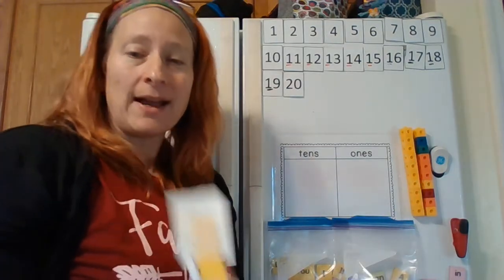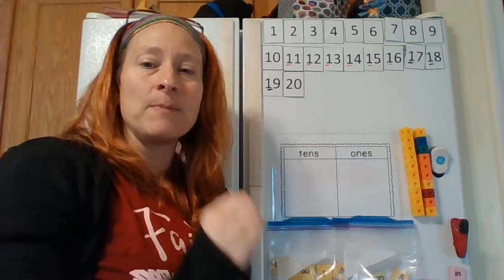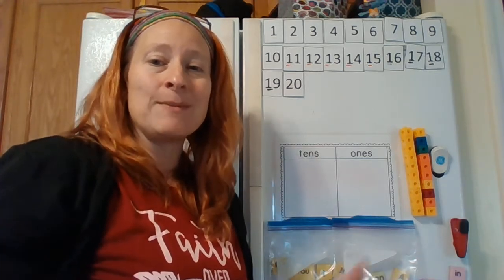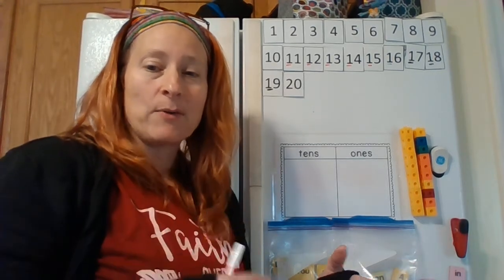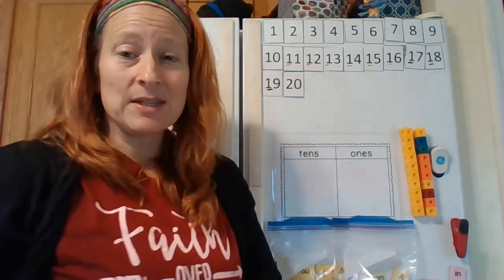So one of our activities that you're going to do is a slide. You're going to go and fill in the missing teen number. So what we just did, you'll fill in the missing teen number. So think about what number's missing, just like when we did with the single digit numbers.